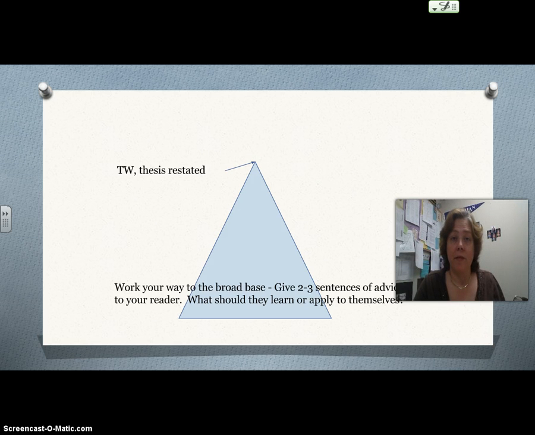That's all the PowerPoint for today. Hope you now have a good graphic organizer that talks about conclusions and introductions.